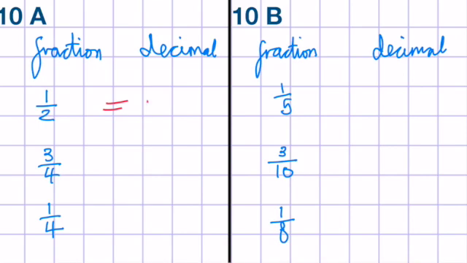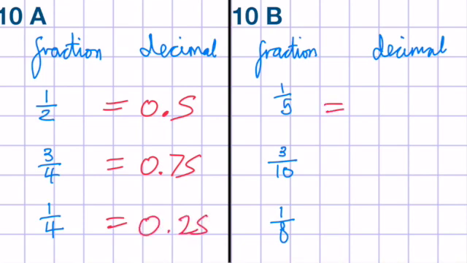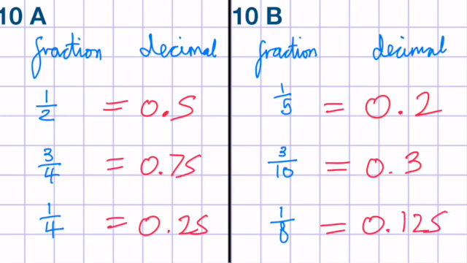Okay, so half, 0.5. 3 quarters, 0.75. 1 quarter, 0.25. 1/5, 0.2. Lots of people get confused with the fifth, so try and learn that one by heart. 3/10. Now 1/10 is 0.1, so 3/10 are 0.3, and 1/8 is 0.125. If you got any of those wrong, go back over my explanation to see where you went wrong.